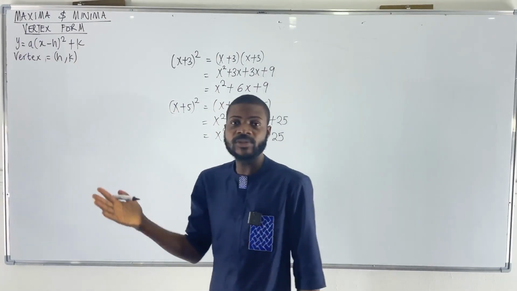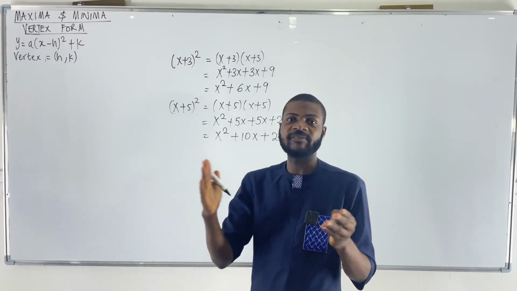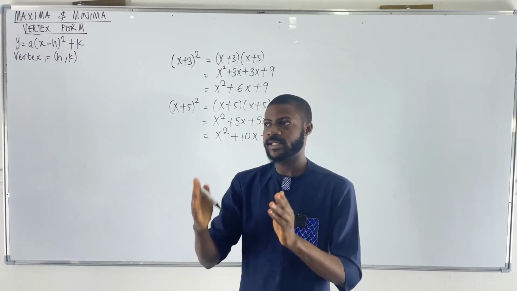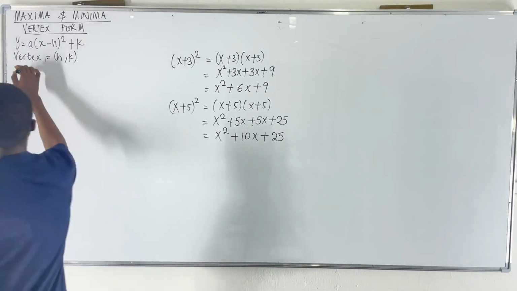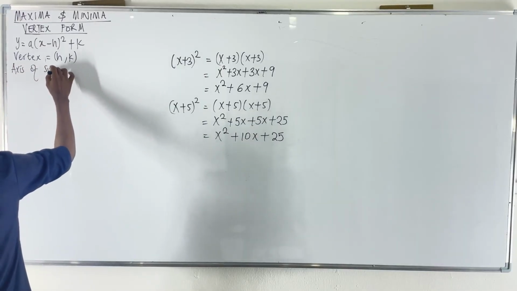Then we can also get our axis of symmetry, the line where we can split our graph into two equal parts. So you can also get your axis of symmetry from that. The axis of symmetry.